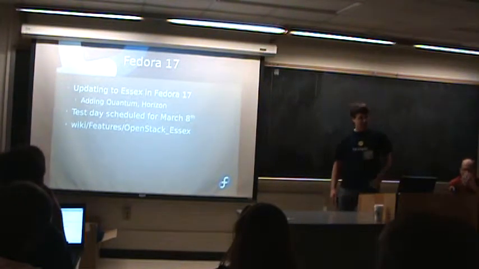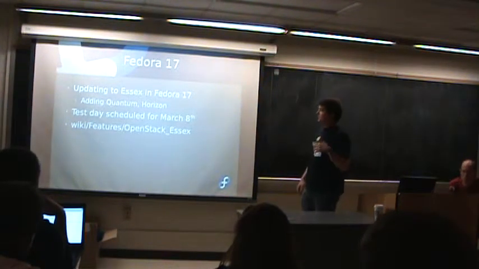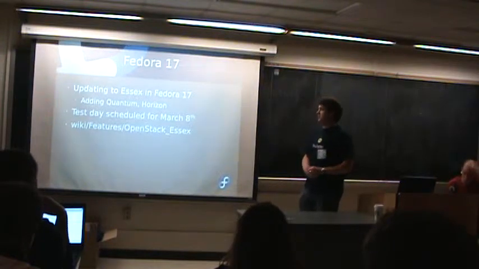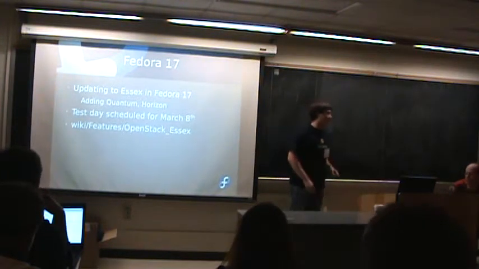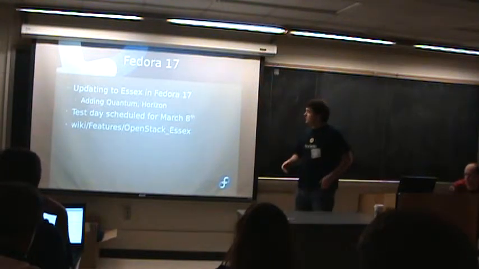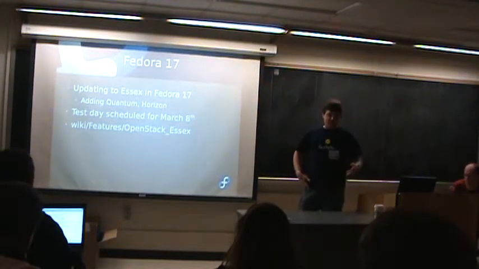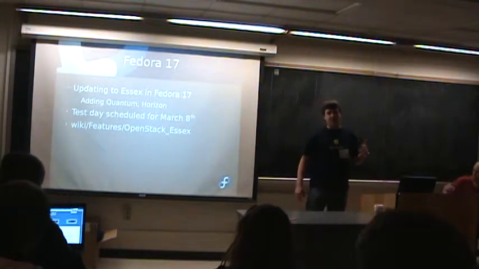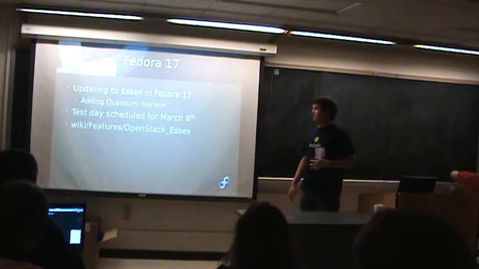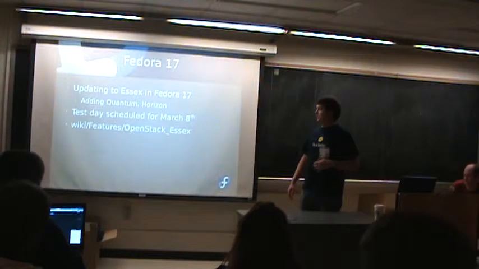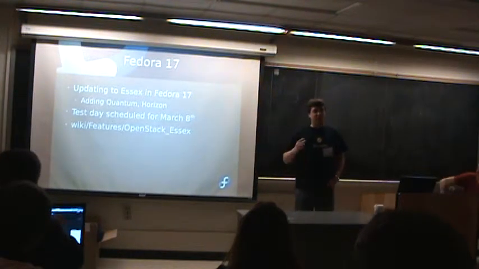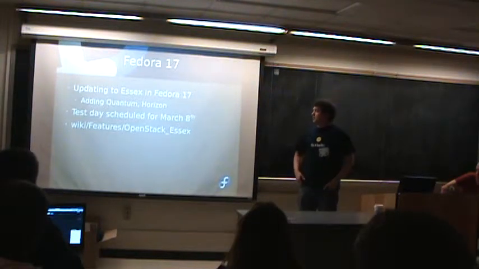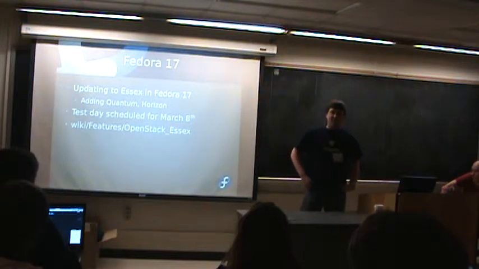So for Fedora 17, OpenStack is going to get updated to the Essex release, which I believe is in March or April or something like that. April. April, okay. So in addition to the few core projects that were part of Diablo, there's going to be some other things added: Quantum, the new networking service, and Horizon, the new GUI dashboard. There's another test day scheduled, March 8th. So we're going to expand the test cases.